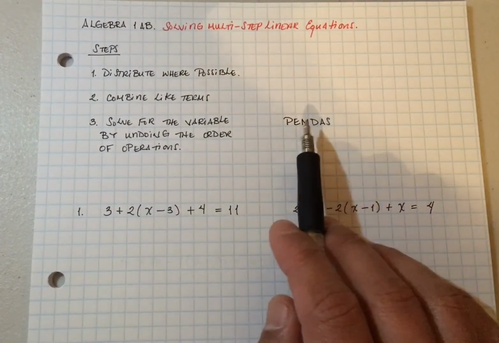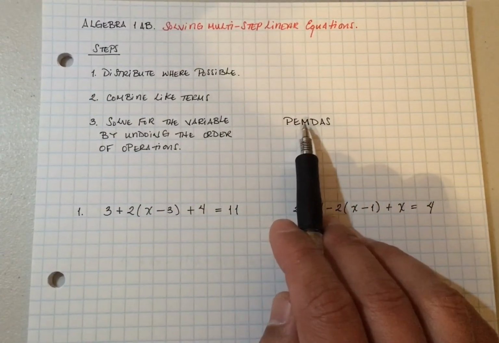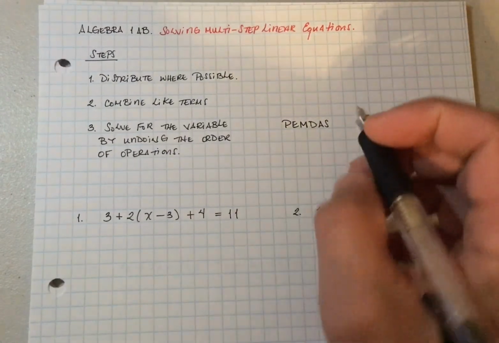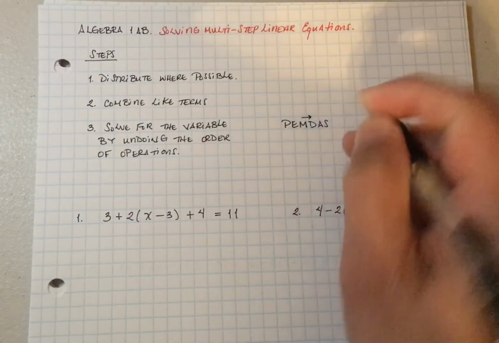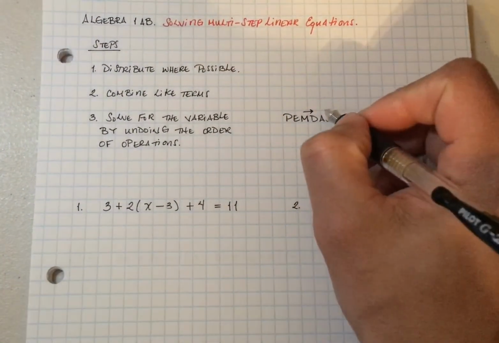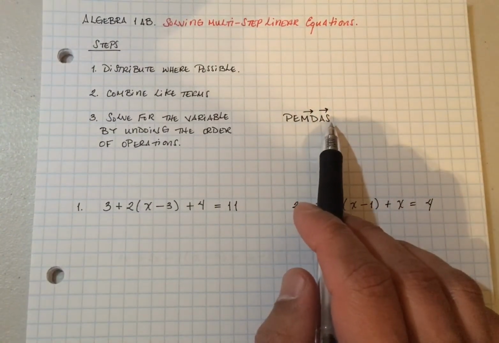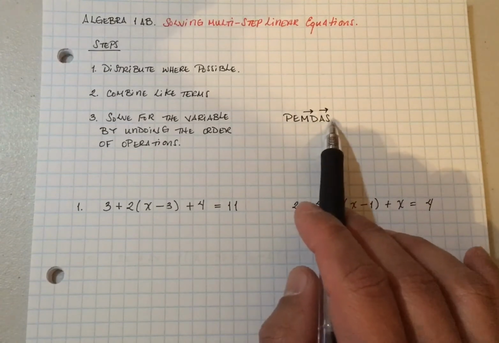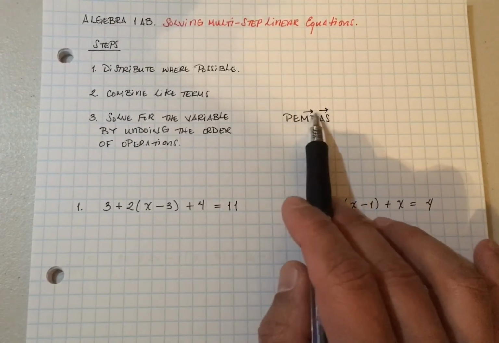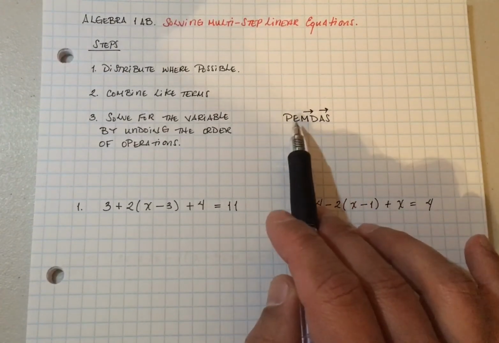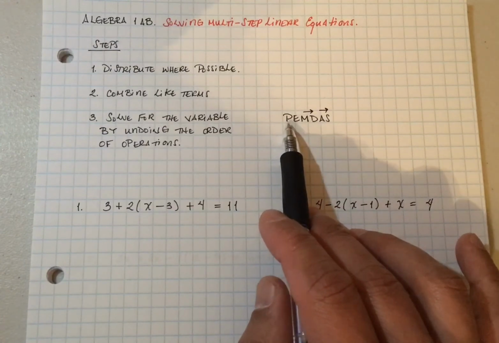So remember the order of operations: first is parentheses, exponents, multiplication or division from left to right. And then you do addition, subtraction from left to right. Well, when you solve an equation, you're actually working backwards and undoing this. So you undo addition, subtraction, you undo multiplication, division, undo exponents, and undo parentheses.